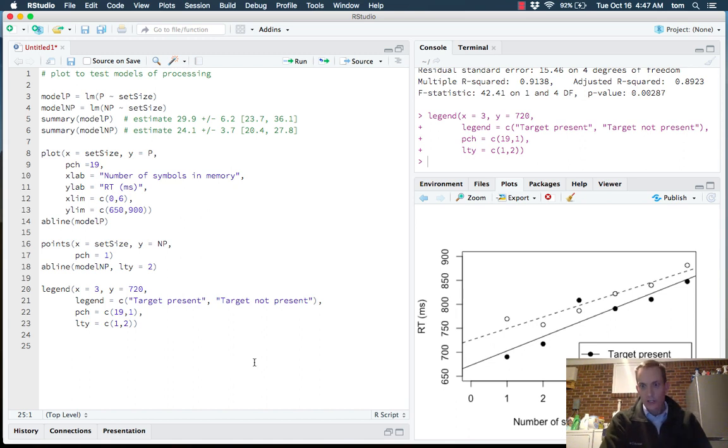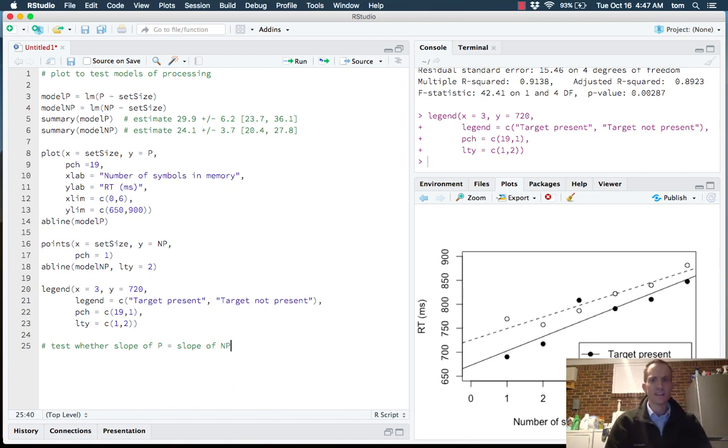Okay, so the last thing we're going to do is we're going to now definitively test the hypothesis that these two slopes are the same, right? Is this truly evidence for serial exhaustive processing? Okay. So I'm going to put a little comment to say what we're doing here. We're going to test whether slope of P equals slope of NP.